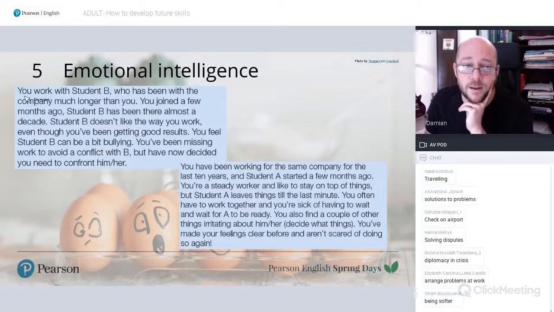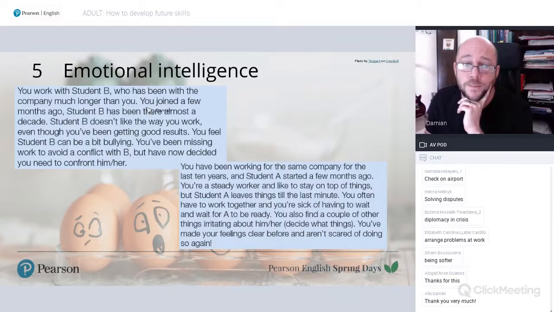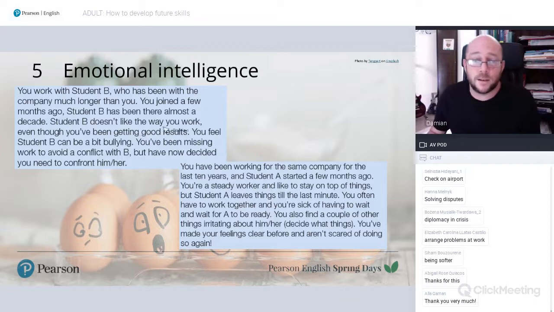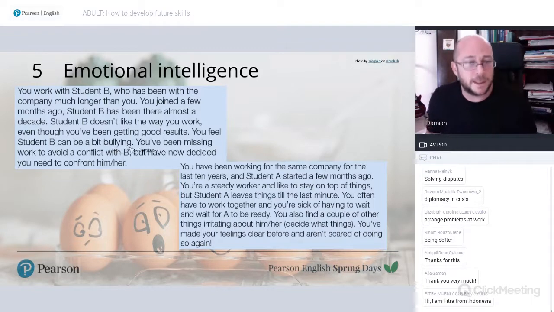Student A's is you work with student B, who has been with the company much longer than you. You joined a few months ago. Student B has been there almost a decade. Student B doesn't like the way you work, even though you've been getting good results. You feel student B can be a bit bullying. You've been missing work to avoid a conflict with B, but have now decided you need to confront him or her.